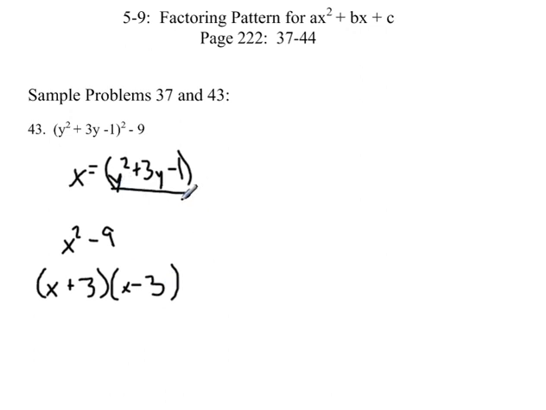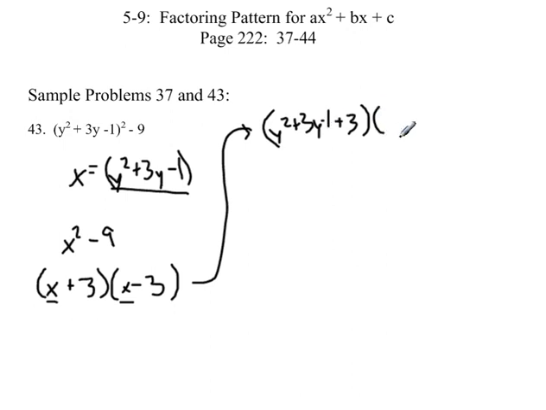Now, just like we substituted on the last sample problem, what I want to do now is put y squared plus 3y minus 1 in for each x. So your first term, your plus 3 term, put your y squared plus 3y minus 1 in there. And then on your second term, do the same thing. It's just going to end in minus 3 instead. So y squared plus 3y minus 1 minus 3.